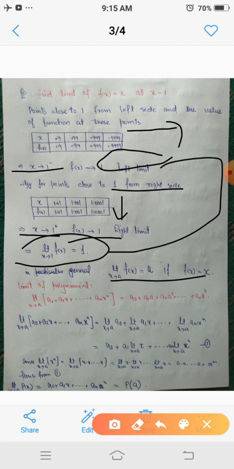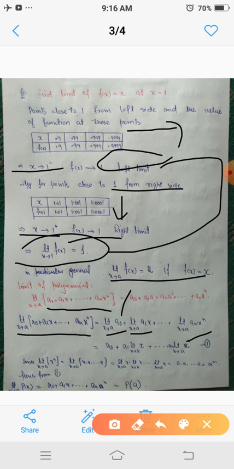Now a polynomial is actually a linear combination of monomials. Consider a polynomial p of x, which is a naught plus a1 x plus so on up to an x to the power n. We have to prove that its limit at any point is simply obtained by replacing the variable by that very value. So we find the limit of a naught plus a1 x plus so on up to an x to the n. It equals the sum of the limits, that is, the limit of a naught plus the limit of a1 x plus so on up to the limit of an x to the n.